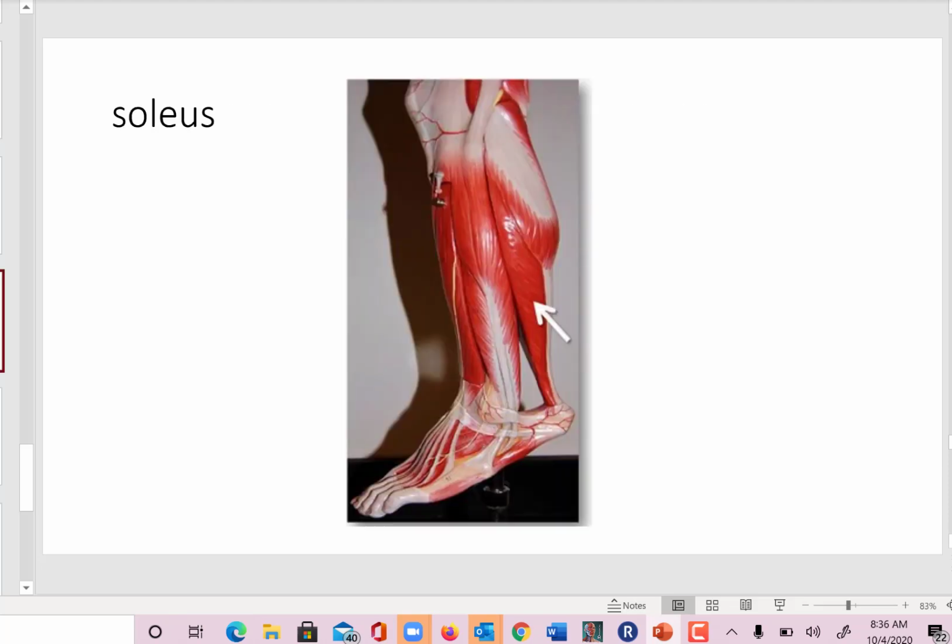The other muscle of the triceps surae muscle group is the soleus, and the soleus is deep to the gastrocnemius, just underneath of it. It's going to originate on the head of the fibula and also on the tibia. It inserts on the calcaneus through the calcaneal tendon. It will only have an action across the ankle. It is going to plantar flex the foot.